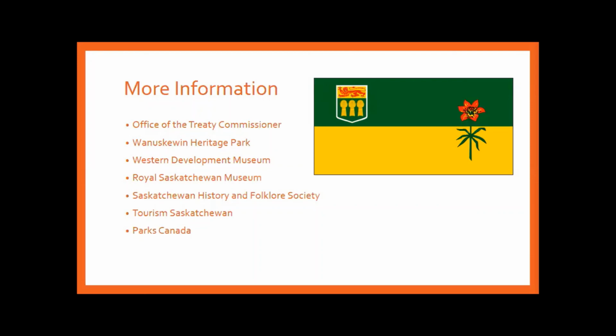This is a list of places you could go if you'd like to learn more about any of these topics. Wanuskewin Heritage Park is just outside of Saskatoon, and they recently introduced a bison herd. So you can see bison there. And the Western Development Museum has 5 locations across the province.